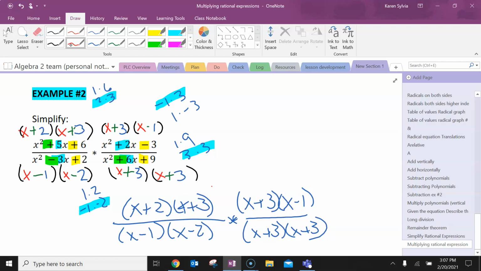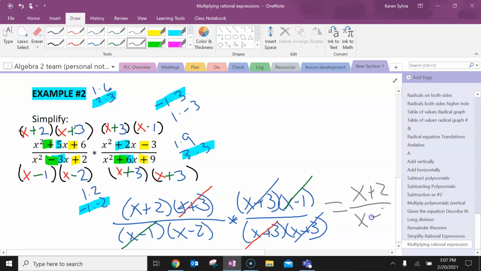I have an x plus 3 up top, I have one down here on the bottom. I have another x plus 3 on the top that can cancel with the x plus 3 on the bottom here. And then I have remaining also an x minus 1 up top and an x minus 1 on the bottom, leaving me with the answer of x plus 2 up top, and on the bottom, x minus 2.